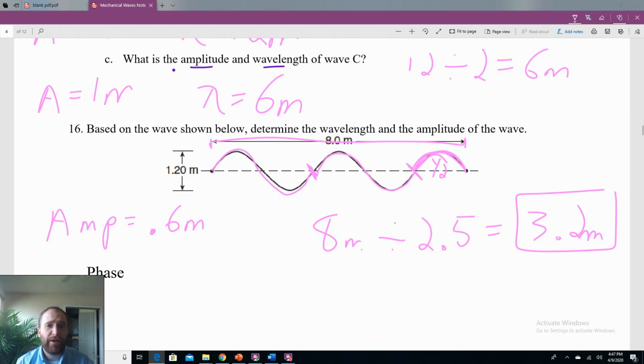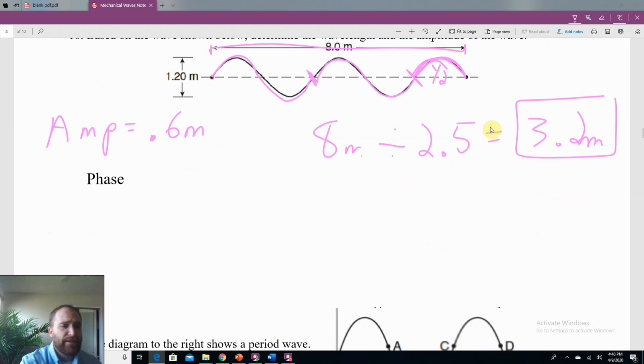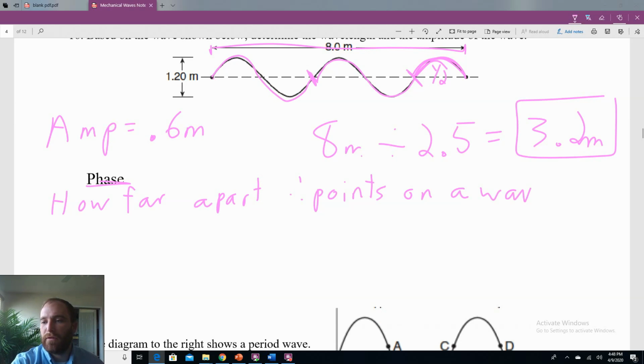The last thing we need to talk about here is something called phase, and this is one of the weirder ideas that we talk about. Phase is used to represent the point on a wave. So it represents how far apart 2 points on a wave are. This should say 2. So, a little bit of terminology and how you would use this.